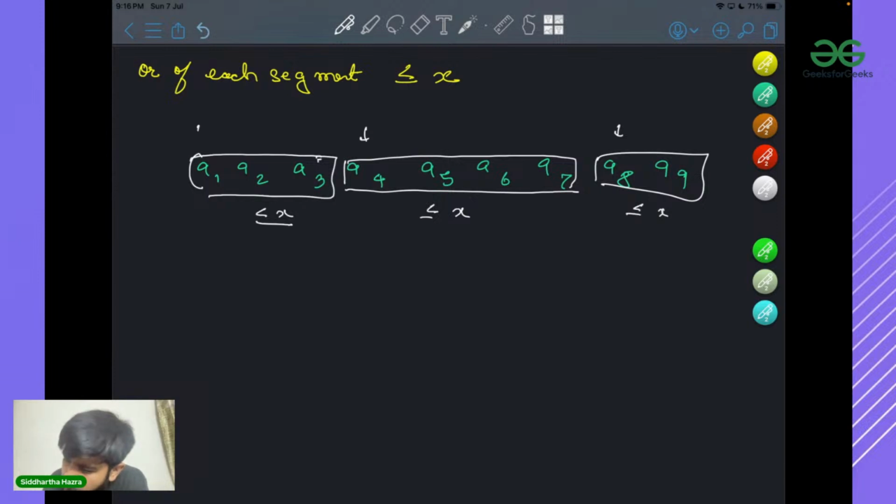We start doing the OR from the first position. Whenever we observe that we are getting out of hand, we just start a new segment. Again, we start doing the OR. When we observe that the value of OR is getting more than what we desire, more than x basically, then we start a new segment. And that is indeed the idea.